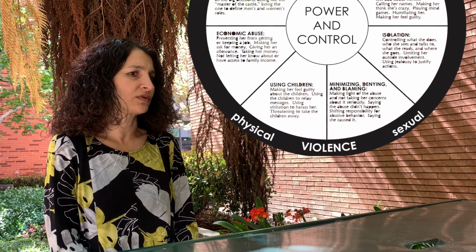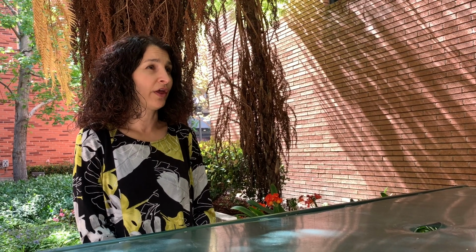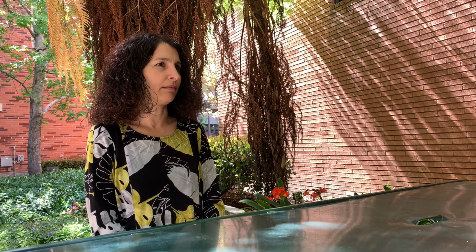And sexual abuse. There's a range of sexual abuse. It could be coerced, it could be aggressive and violent rape. There's a whole range, and that's explained on the Power and Control Wheel. There's economic abuse. That's also explained. Examples are provided on the Power and Control Wheel because it's divided up like a pie almost.